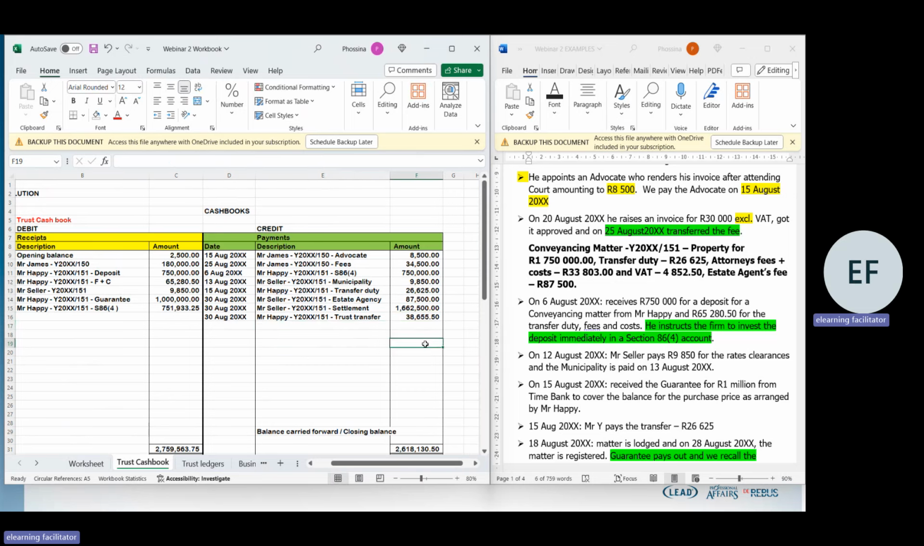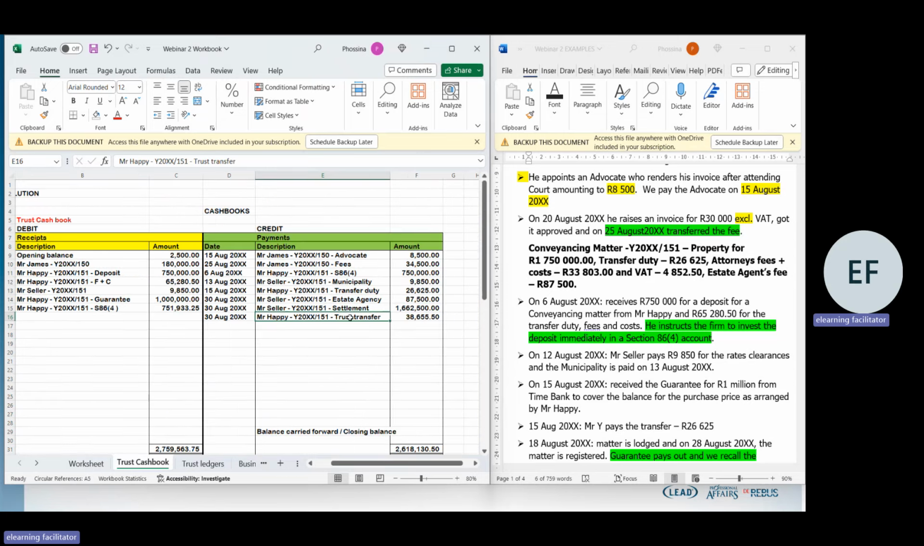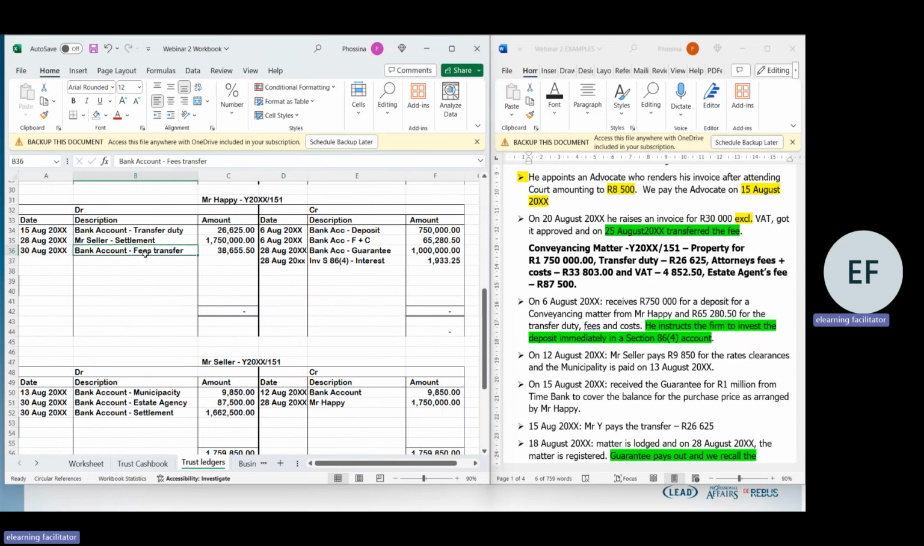And out of that, then we do the double entry into Mr. Happy's account with 30 August 20XX. It's out of the bank, and it's a fee transfer, fee plus disbursements plus VAT transfer. Okay, how much is it? We come to our trust account, the same amount, we pick it. So we have done our double entry. Here we've paid out of trust. Here we have done the double entry.